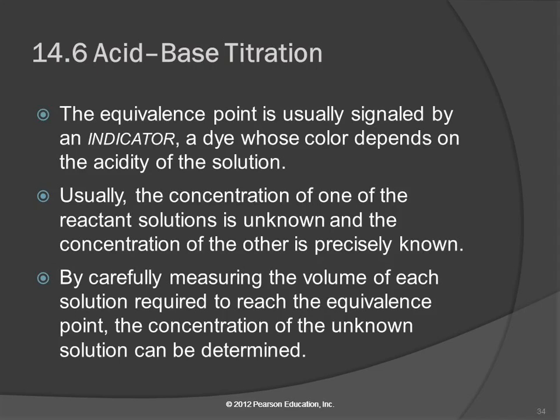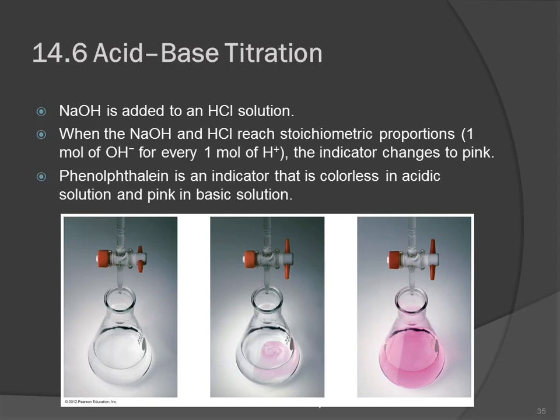Well, we use what's called an indicator because it indicates the end of the reaction. Indicators are dyes that change colors based on the acidity of the solution that they're in. And the one we're going to use today is phenolphthalein. So what we do is we carefully measure the volume of each solution, and we know the concentration of one of them, we know the volume of both, and then we can calculate the concentration that we don't know.